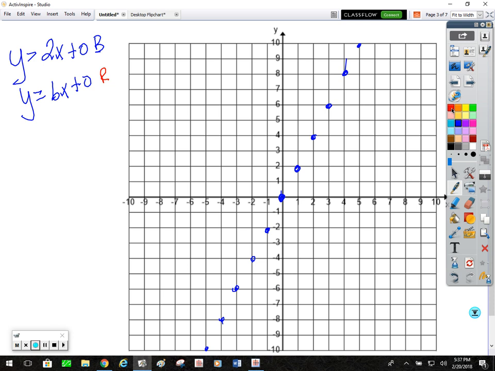All right, let's do the red. This one says start at 0 but go up 6, and over 1. Oh, I forgot to put my 0, didn't I? So we start here, up 6 over 1, and I can't go any more, so let's go down 6 over 1. So my line should look something like this if I can draw it straight.